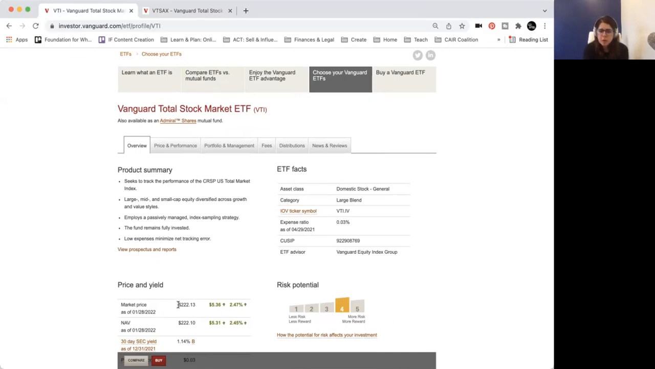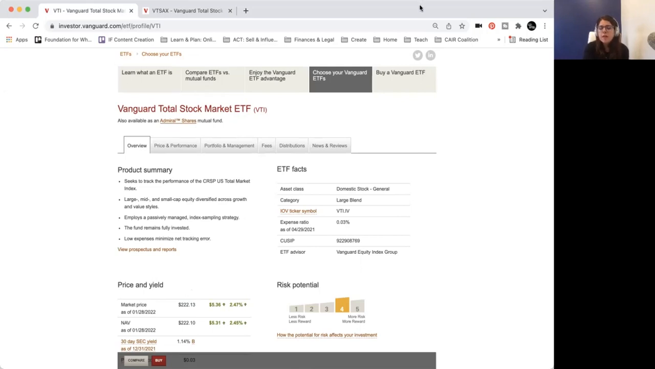So at the time of recording, you can see that the price down here is $222.13. So if you wanted to buy an ETF of VTI, you would have to have $222.13 to buy one slice or one ETF. And then if you wanted to buy two of them, you would buy that times two. If you wanted to buy three, it would be that times three, and so on.